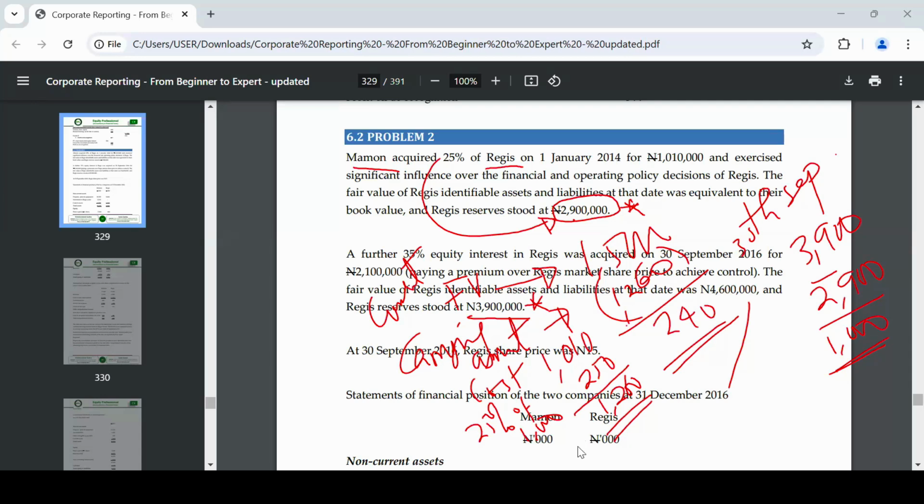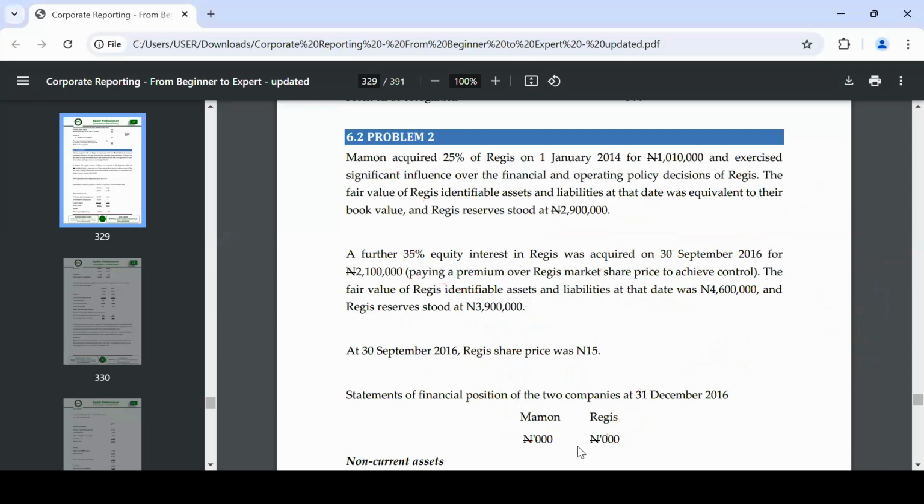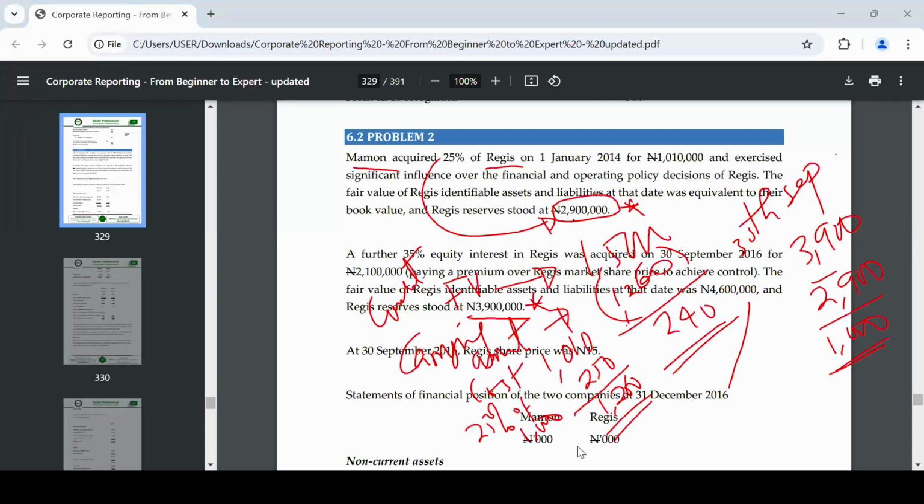So we move forward. The reason I had to quickly do this calculation, although in the solution, the first thing they did was consolidated retained earnings, I don't want you to follow that pattern. The reason is you may forget that the parent has a profit on the recognition. When you are consolidating, if you leave that out, your financial position will not balance.